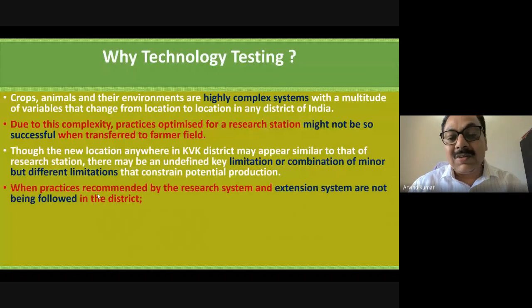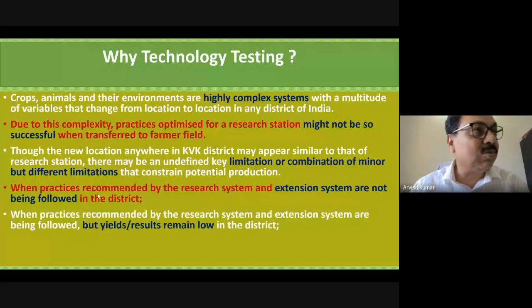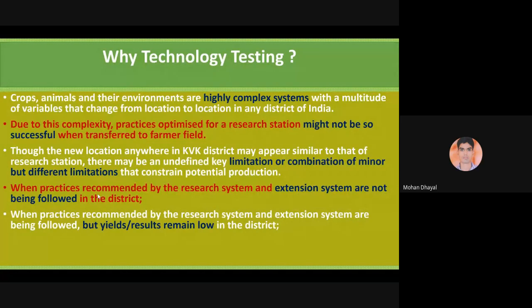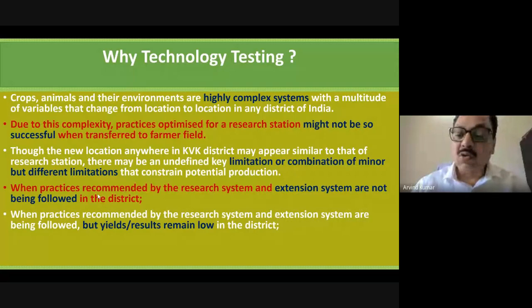So when a practice recommended by the research system and extension system is not followed in this district, it means some find that the technology may not work. Therefore, they do not actually transfer it to the farmers. In such cases, we need this. When practices recommended by the research system and extension system are followed, but yields and other economic variables remain low, we have to test the technology before going for the demonstrations.